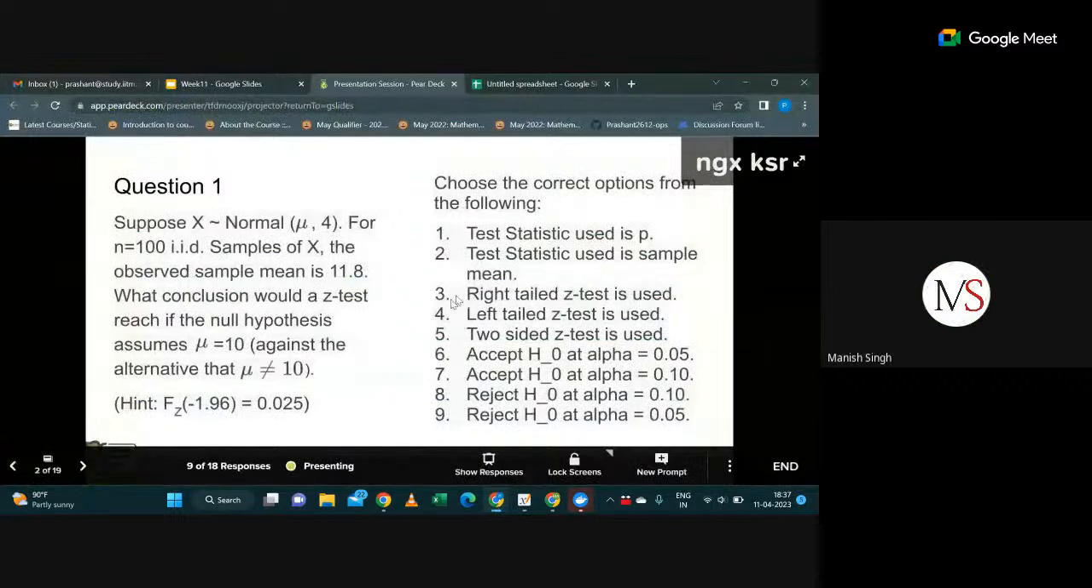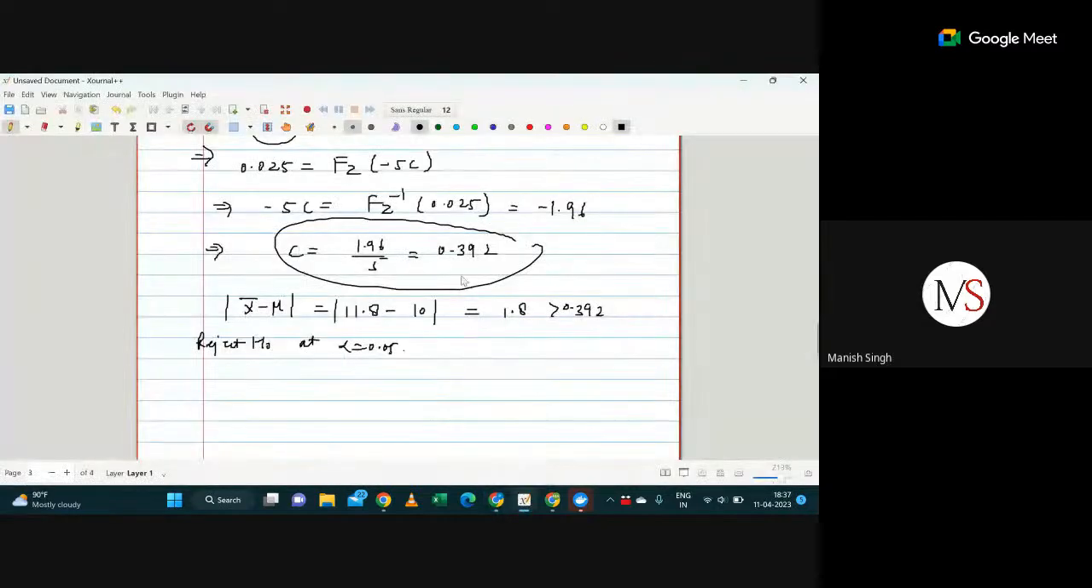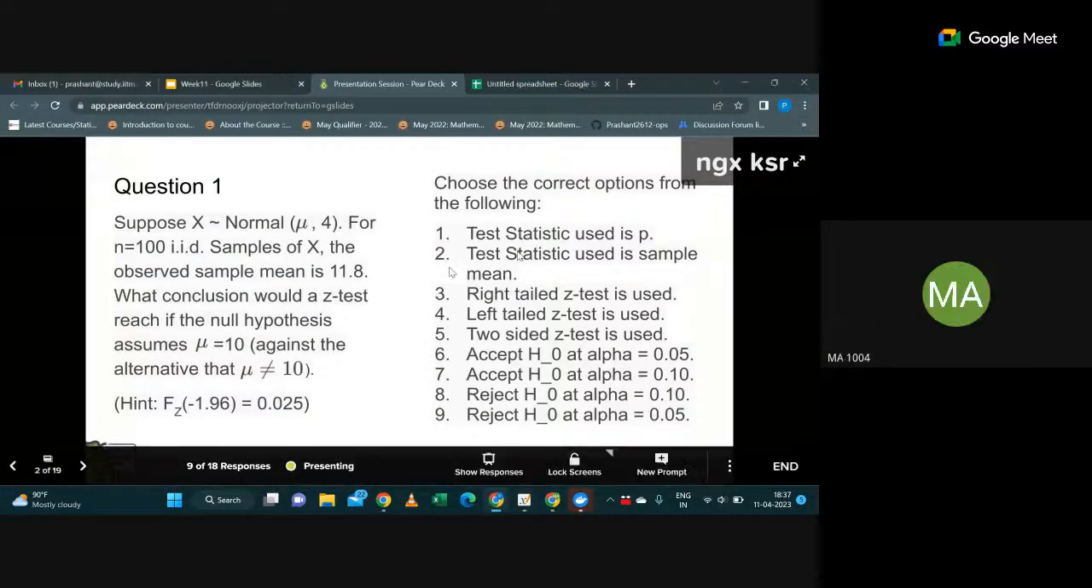What will happen to the minus sign, because it was minus 5c, right? Yes, minus 5c and Φ inverse of 0.025, and the value of Φ inverse of 0.025 is minus 1.96. So both minus signs will cancel out. Okay, got it? So the correct option should be 2. It's a two-sided Z test, and I will reject H0 at 10%. I will reject H0 at 5%.